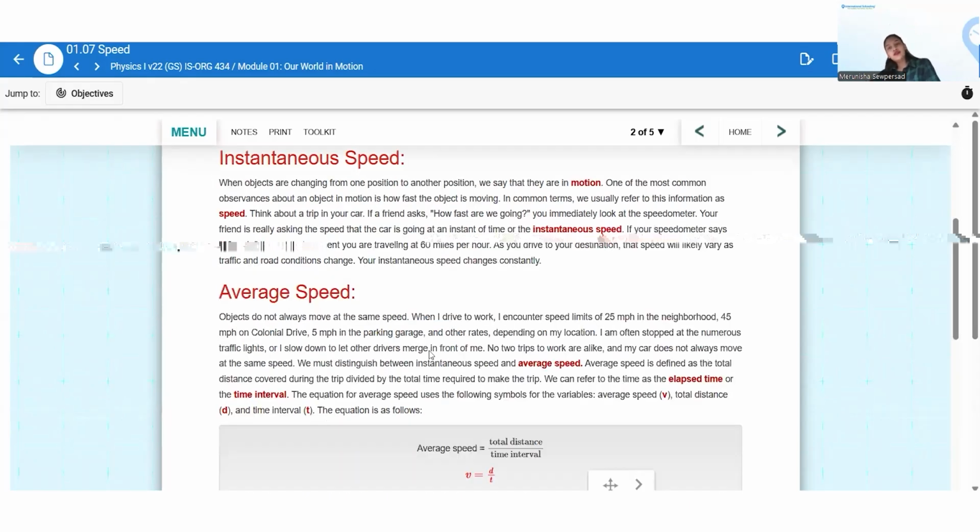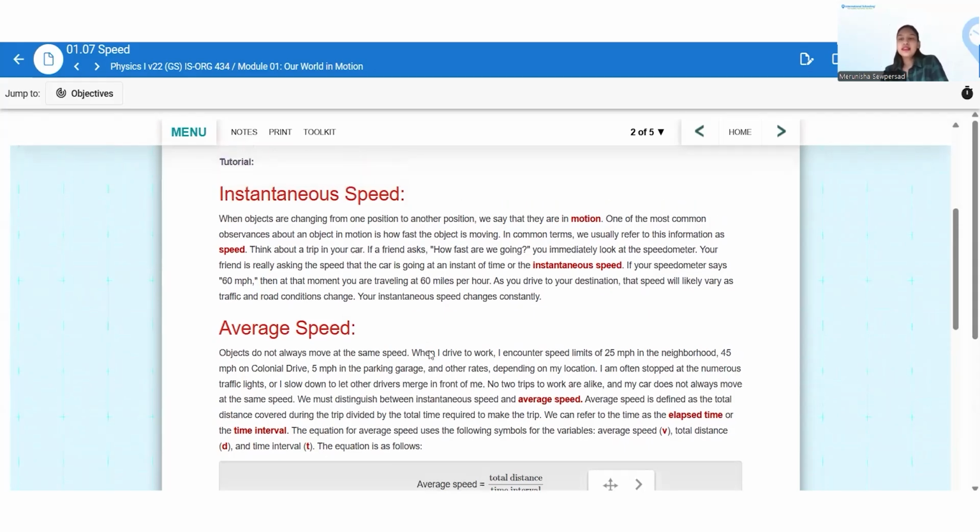Right, so there's a difference between instantaneous speed and average speed. If I am driving and someone says, "Hey Meru, how fast are you going?" my eyes will look down at the speedometer and I will see maybe 50 kilometers an hour. Okay, that is my instantaneous speed.